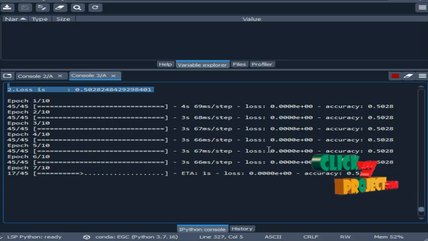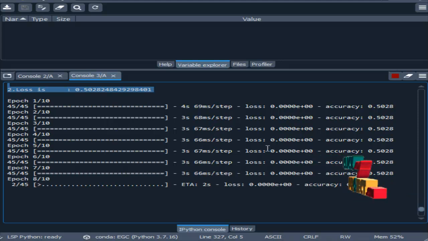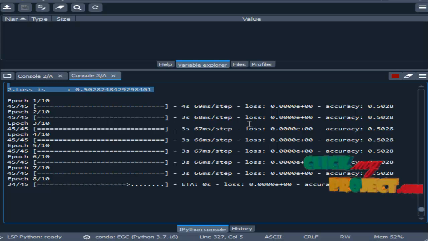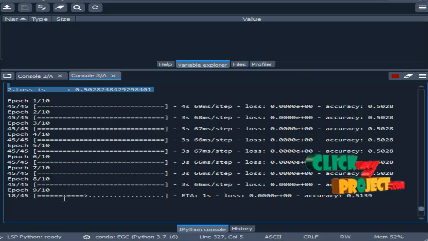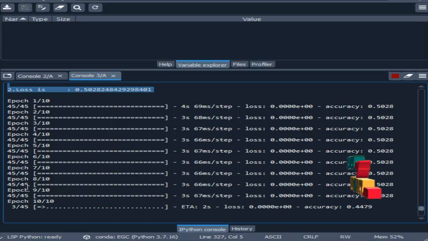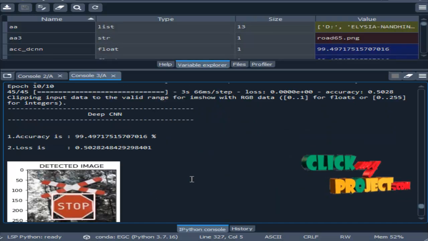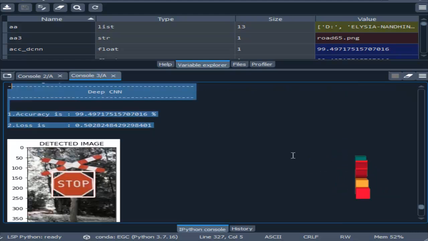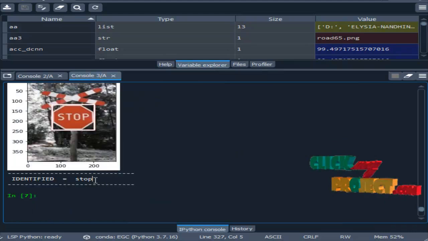Next, the DCNN is running. This is for training our dataset. Here we have mentioned 10, so the model will be trained 10 times. After training, this is the result for DCNN, and it identified stop.